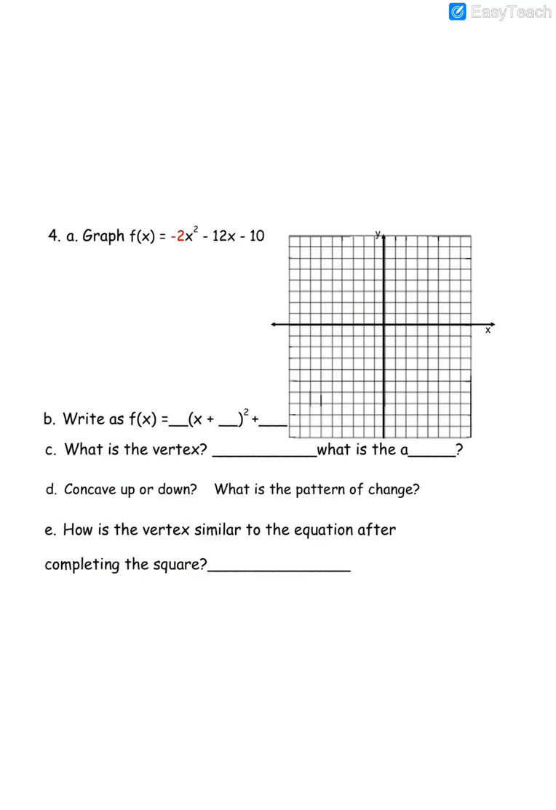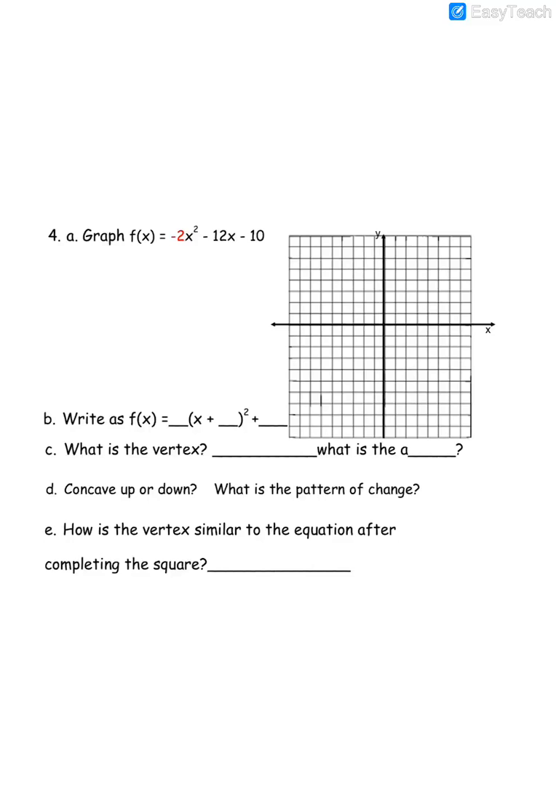All right, now it says graph the function. So right away I notice that the lead coefficient is a negative 2. So I'm going to use my calculator and plug this in: negative 2x squared minus 12x minus 10. And I'm going to generate a table. Hopefully that's going to help me find some points.